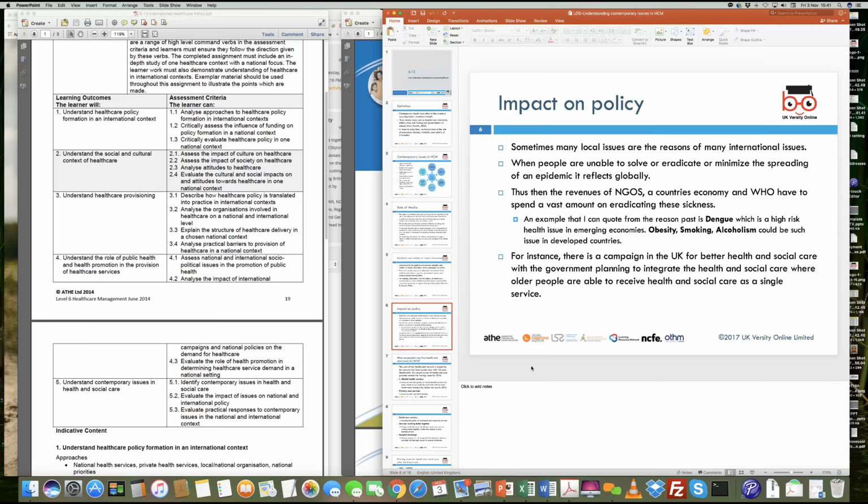So what I'm trying to say here is sometimes when healthcare policy is made, even if it's being made by a country which is not very advanced, they have to look at making provisions for those diseases or conditions which are not prevalent in the country on a large scale.